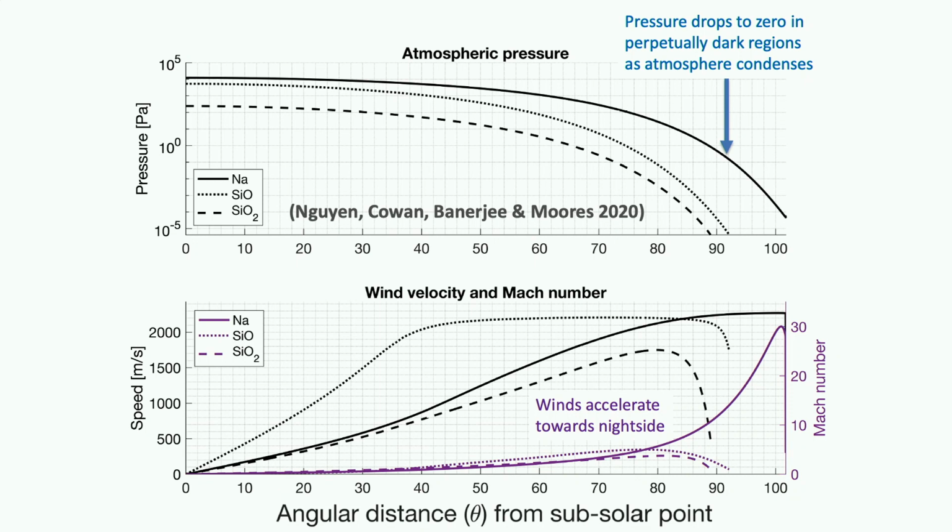So the bottom panel is showing the speed in meters per second on the left axis, and the Mach number on the right. You can see that as you get towards the point where your atmosphere is really wispy and collapsing, the Mach number is getting up to 10, 20, 30. So you're going at like 25 times the speed of sound.